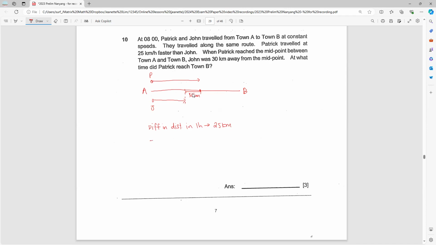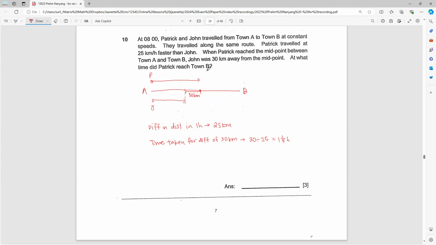So how much time is that? The time taken for a difference of 30 km would be 30 divided by 25, which is 1 1/5. This is in hours. So take note, for time, I'll just leave it as a mixed number. If you write 1.2, the careless thing that most students do is think 1.2 is 1 hour 20 minutes. Okay, but it's not. So 1 1/5 hour is the time taken.